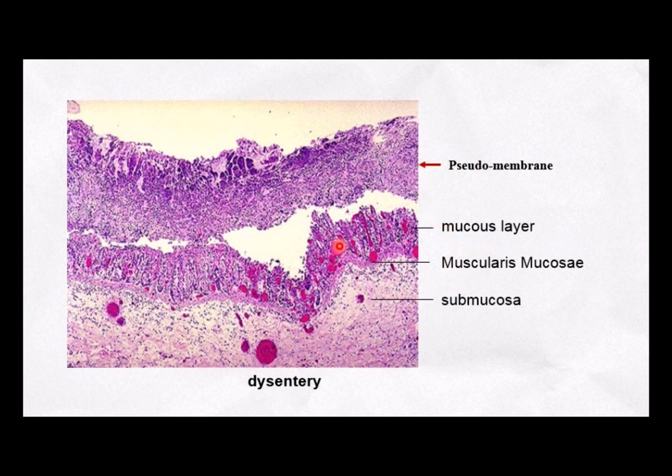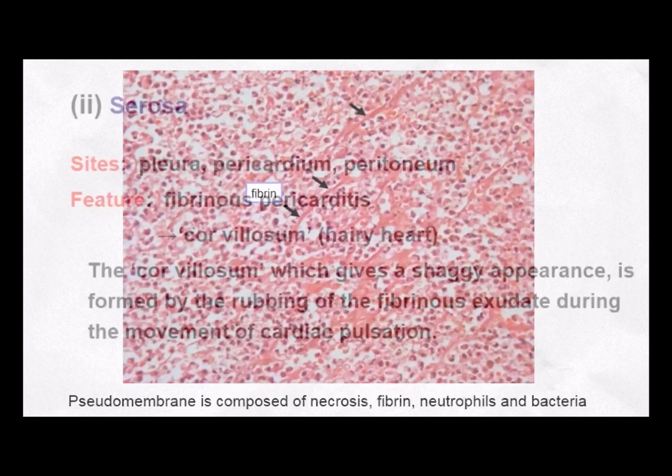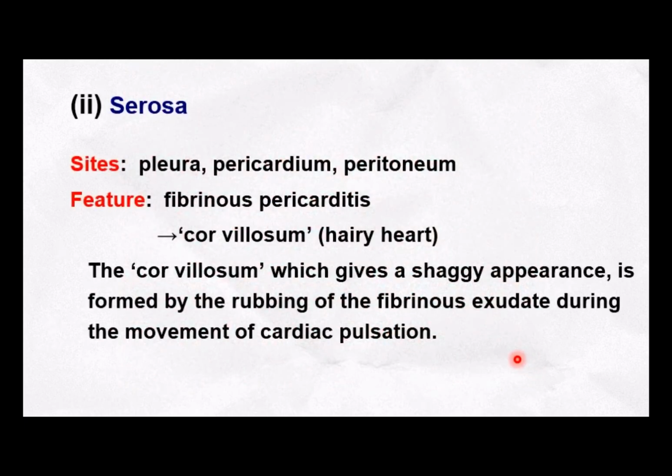At the low power, this is the intestinal wall. This is the mucosa, and here is the submucosa. And there is a thick pseudomembrane covering the surface of the mucosa. The pseudomembrane is composed of necrotic tissue, fibrin, and neutrophils. Fibrin may deposit on the pleura, pericardium, and peritoneum.